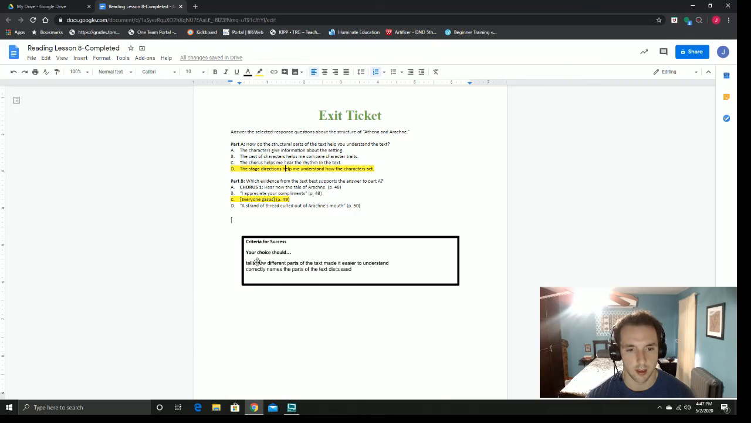Well, and if you got those responses, you should feel very proud of yourself. We told how different parts of the text made it easier to understand, and we correctly named the parts of the text. We said stage directions, and it helped us understand how the characters act.